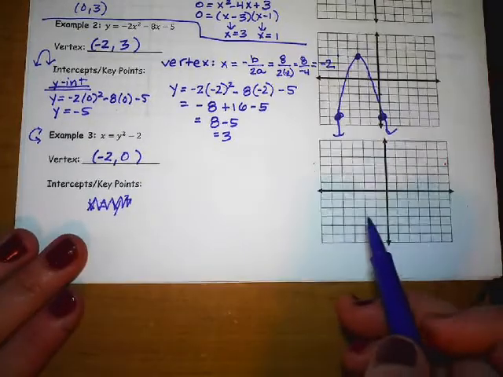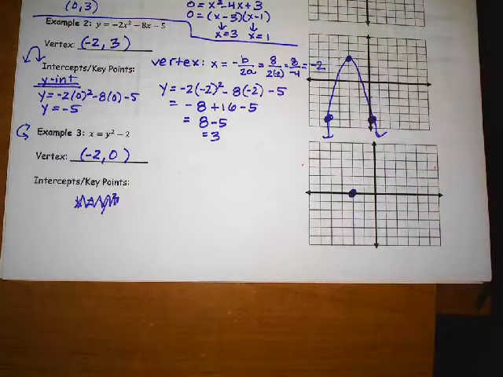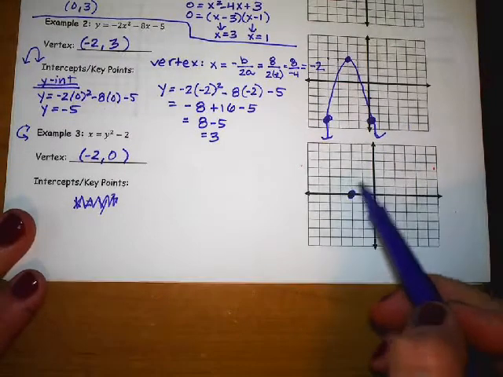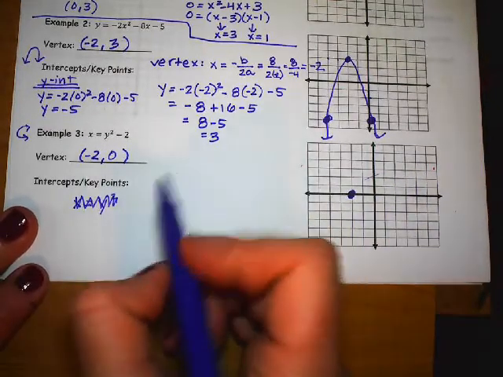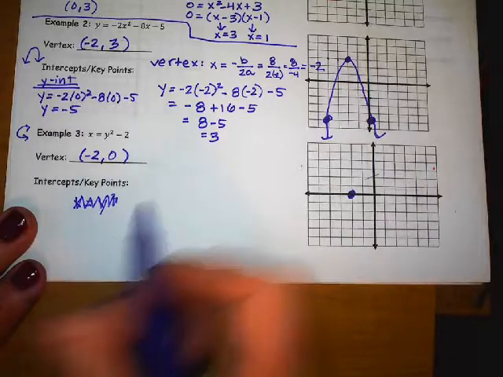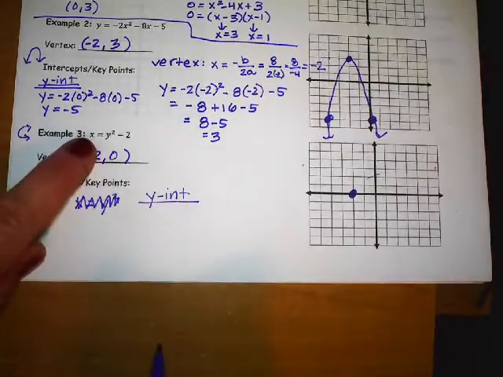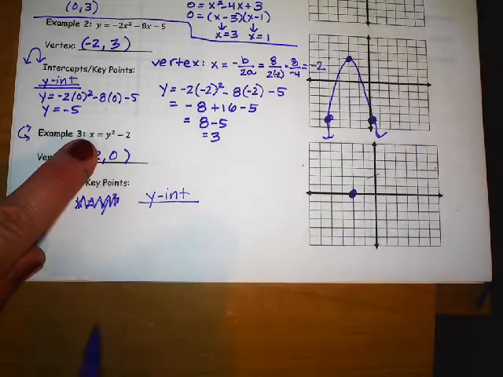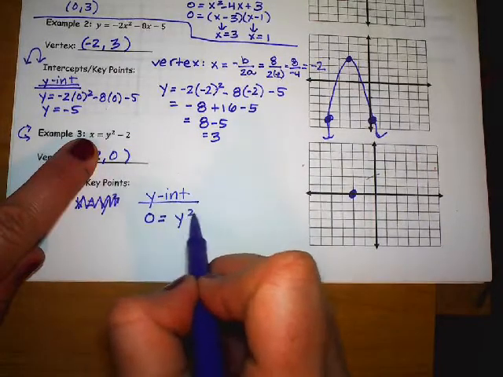So if I come over to my graph and I go -2 comma 0, there's my vertex. I know that it's opening to the right, so I know that it's going to cross over this y-axis somewhere. And so I could find my y-intercept if I wanted to. Let's find my y-intercept. The rule is wherever I see x, I'm supposed to put in 0. So 0 equals y squared minus 2.